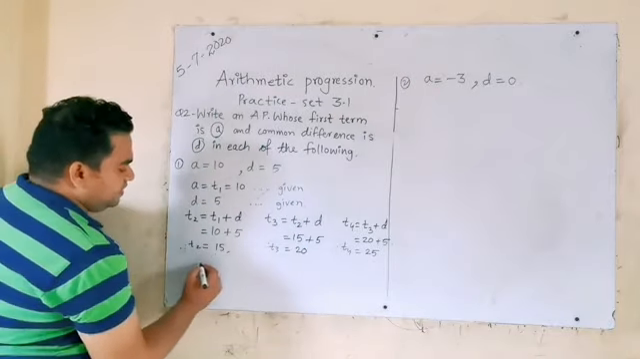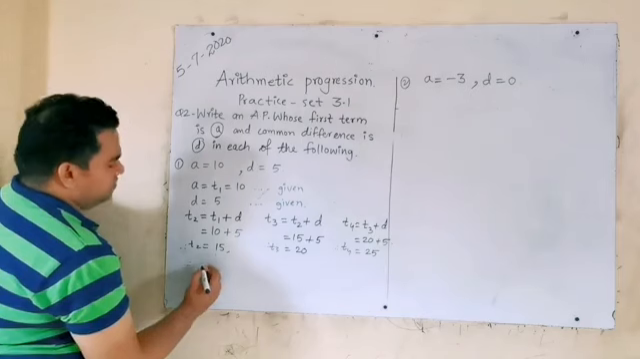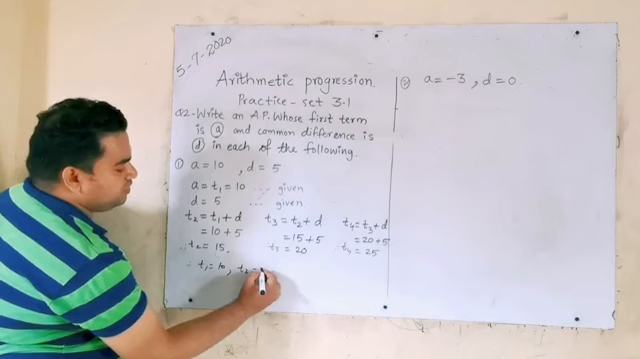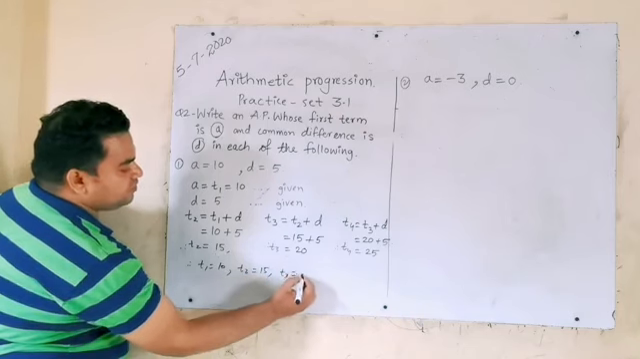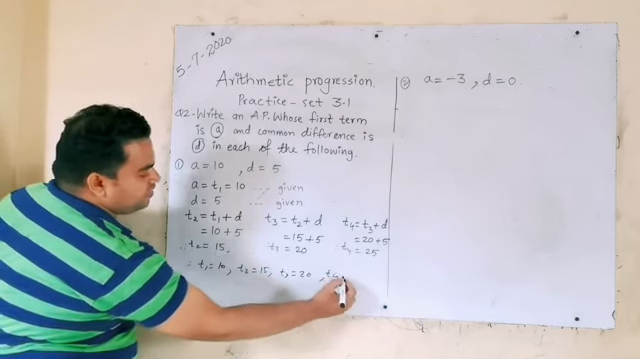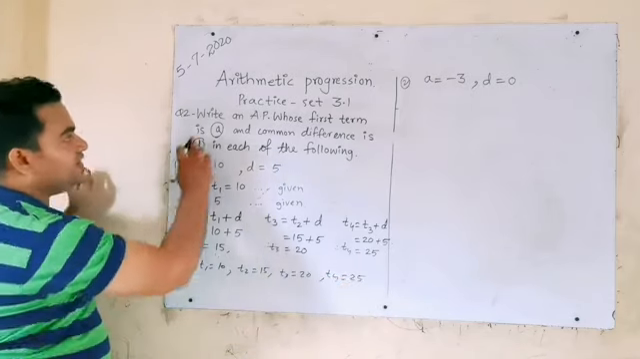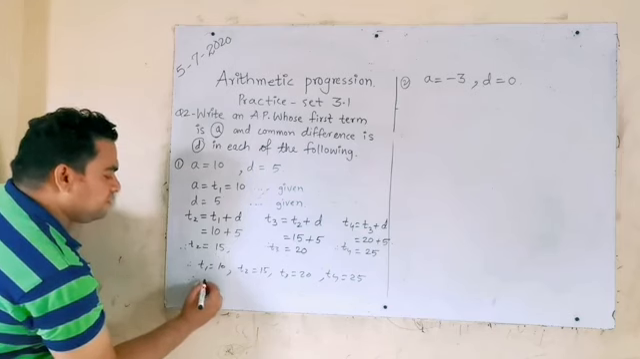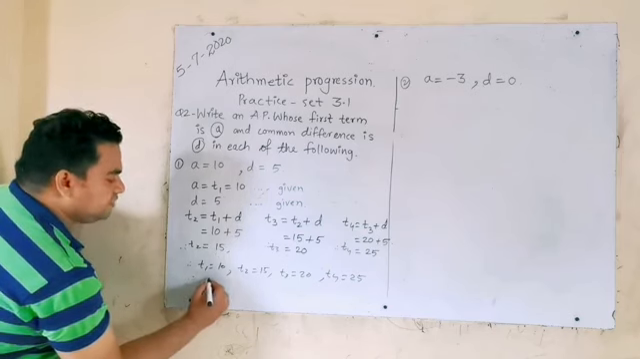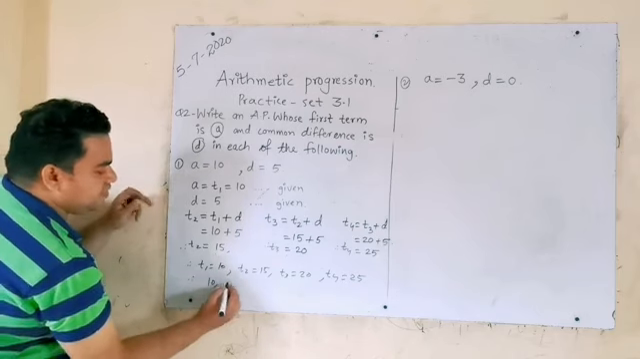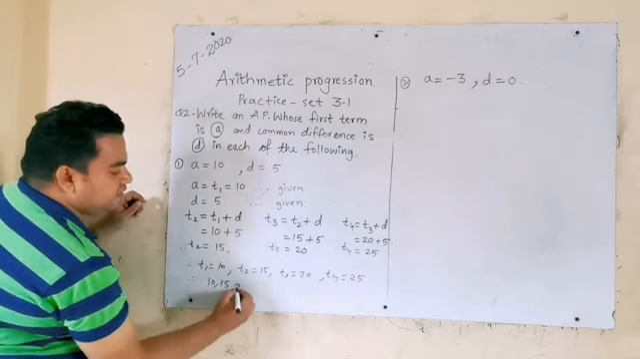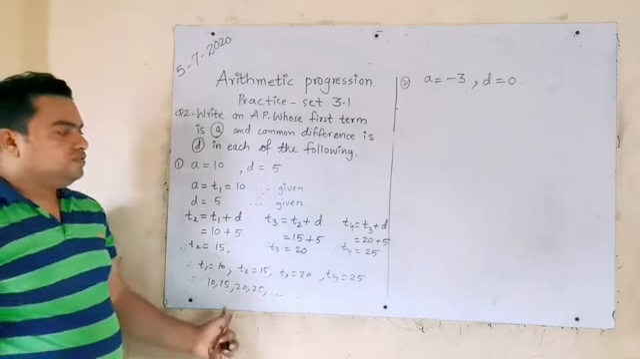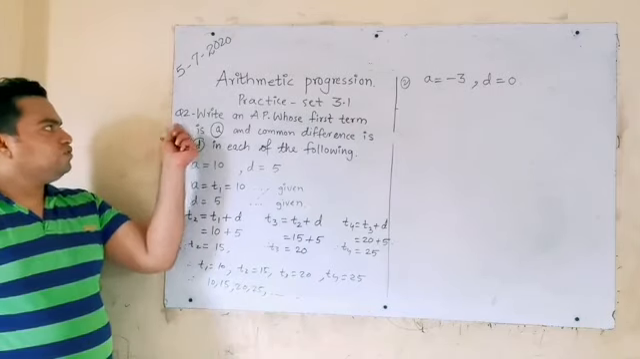So I will write the given: T1 equals 10, T2 equals 15, T3 equals 20 and T4 equals 25. So I have to write an AP. Therefore the AP will be first 10, 15, 20, 25, and so on. Okay, like this you have to solve question number 2.